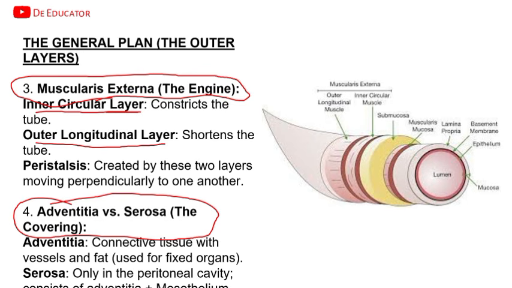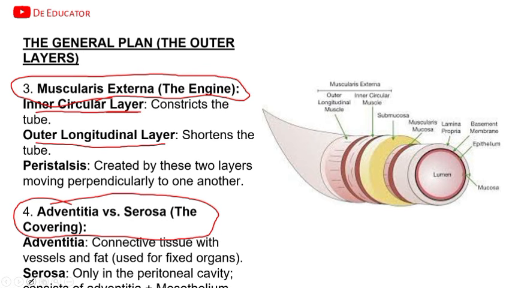You should take note that both of them are not the same thing. So don't use adventitia when you're supposed to use serosa, and don't use serosa when you're supposed to use adventitia. They are two different things. So when do we use adventitia? Adventitia is a connective tissue with vessel and fat.